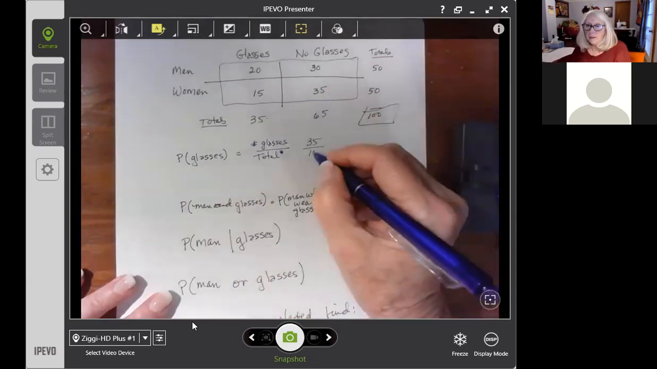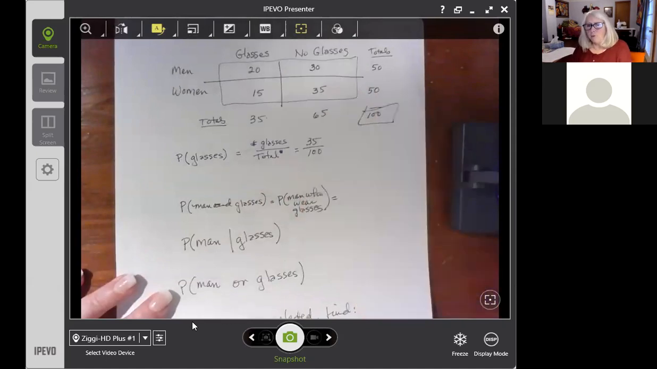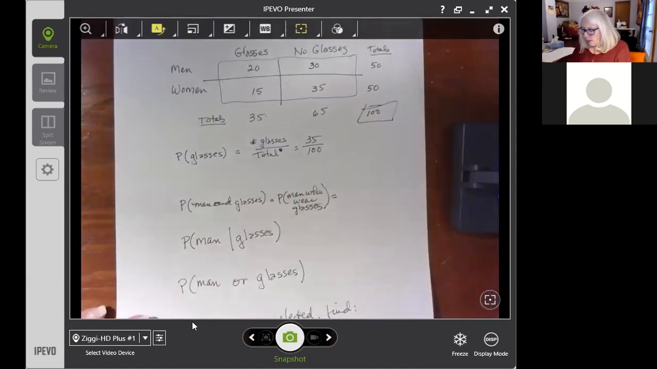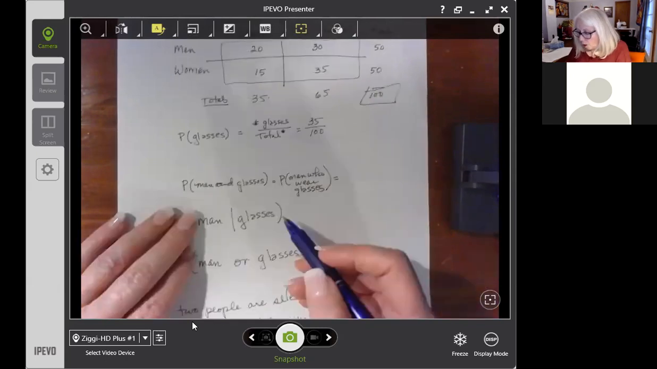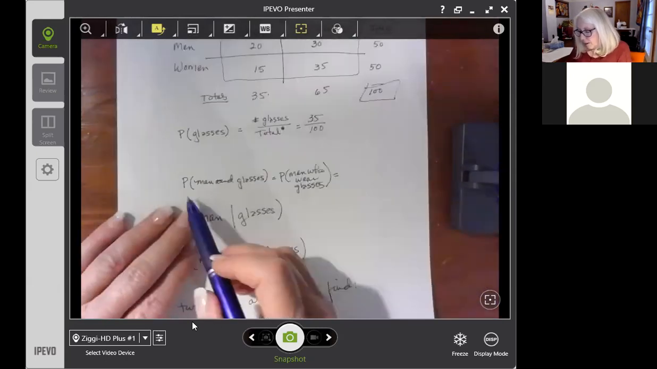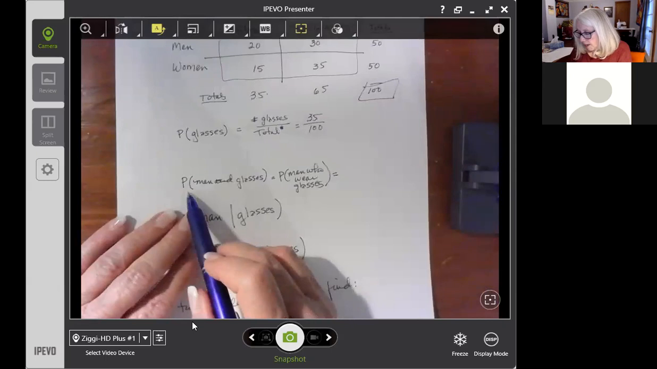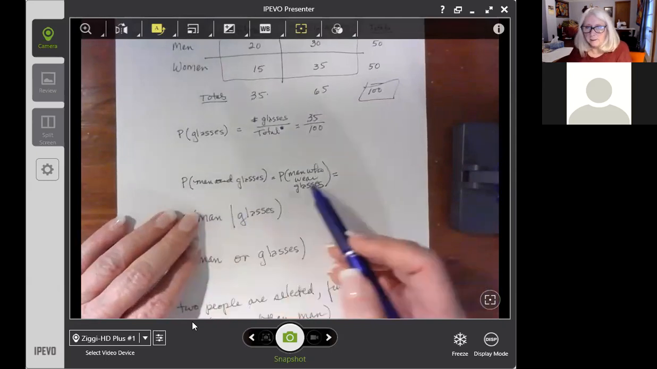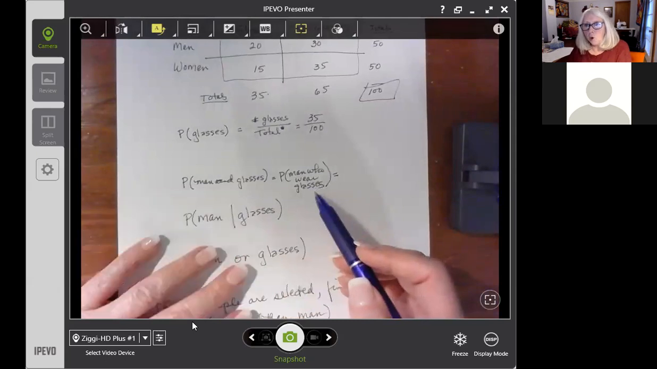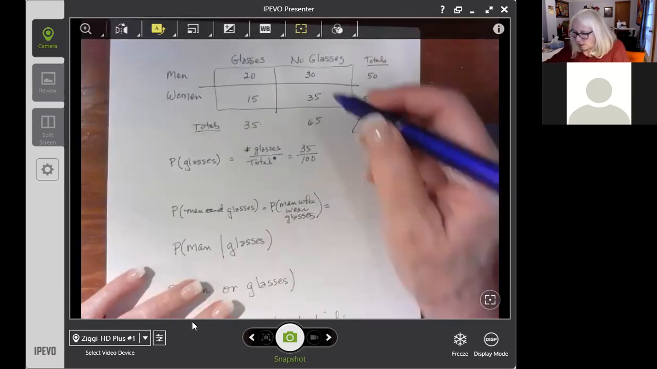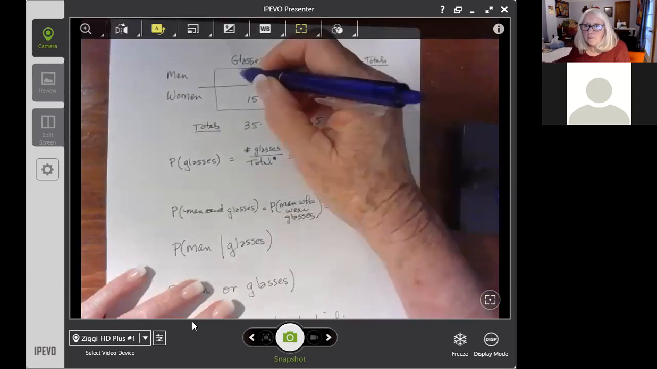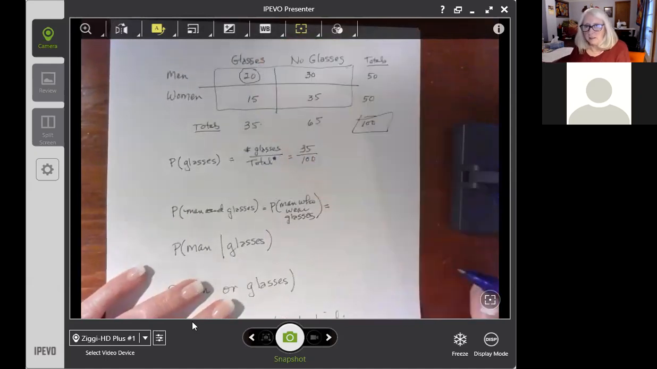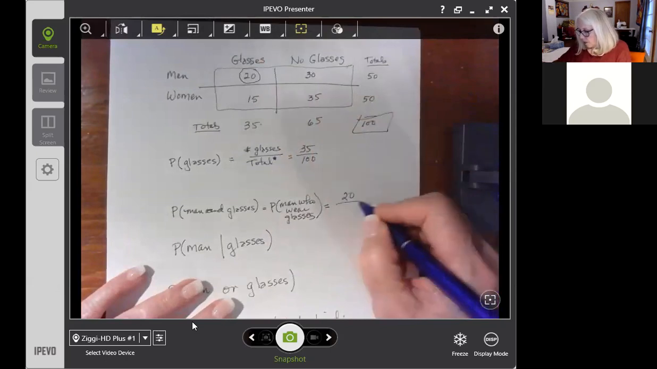Okay, so that's pretty straightforward. Then this next one says, what's the probability that when I make a single selection, I get a man and glasses? In other words, a man who wears glasses. So these 20 are the men who wear glasses. There are 20 men who wear glasses, so it's 20 out of the 100.